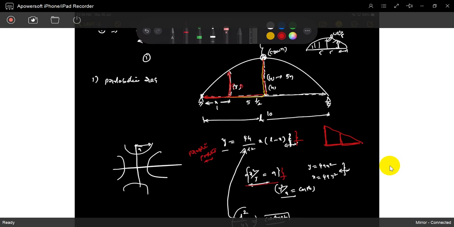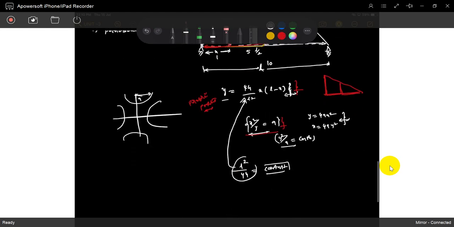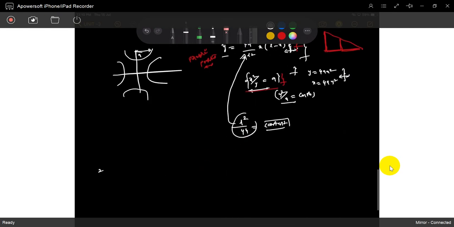Okay, parabolic properties. We will use them later. If some random load is applied, how can we calculate the bending moment, shear forces, everything? We will see it. So this is a parabolic situation. If any random loading is applied, we have to find out y and x. That's why I have now explained what a parabolic property is. Okay, so next is the arch.